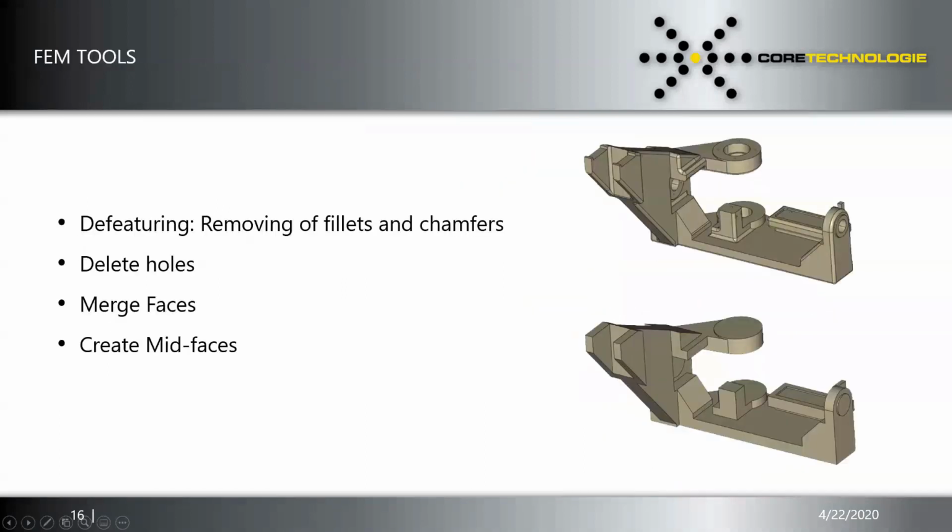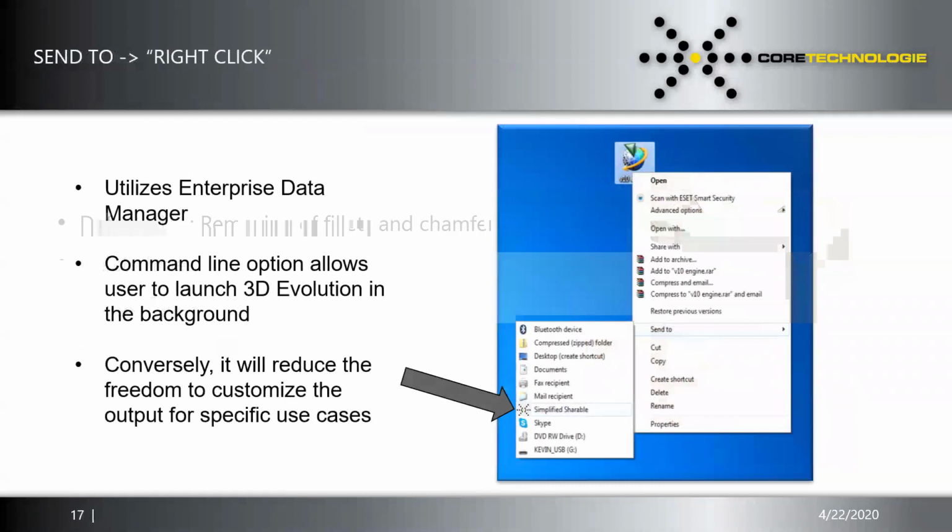And then, as I spoke earlier, the FEM tools that kind of complement our simplification solution, these tools allow you to, again, remove Phillips chambers, delete holes, create mid-faces, merge faces together, which could help reduce polygon count. And then we have the ability to batch process, which is what I touched on earlier in this presentation.